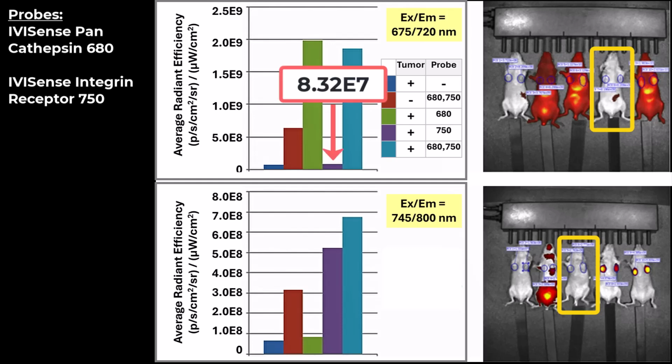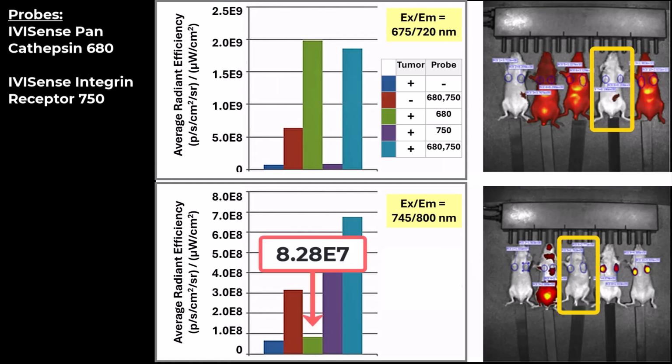Specifically, mouse 4 had near background radiant efficiency at 8.32 times e to the 7 when using filters optimal for IVIS pan-cathepsin 680, and mouse 3 had near background radiant efficiency at 8.28 times e to the 7 when using filters optimal for IVIS integrin receptor 750.